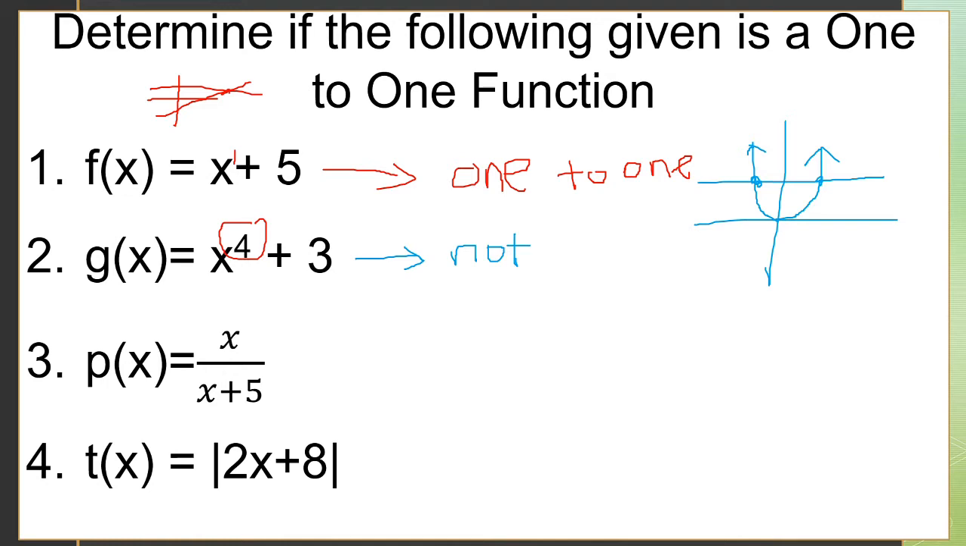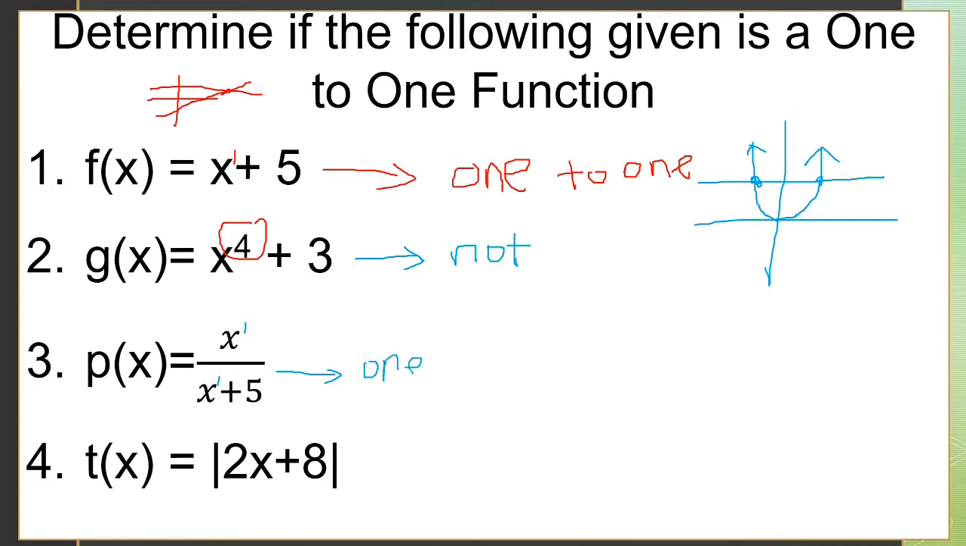Next, number 3, p of x is equal to x over x plus 5. As you can see, makikita natin na ang highest degree sa numerator is 1 and also the highest degree in the denominator is also 1. So, this degree is an odd number. Therefore, this is a 1-to-1 function.